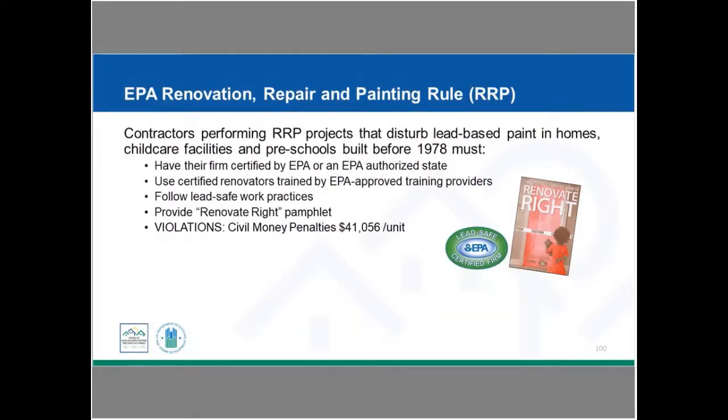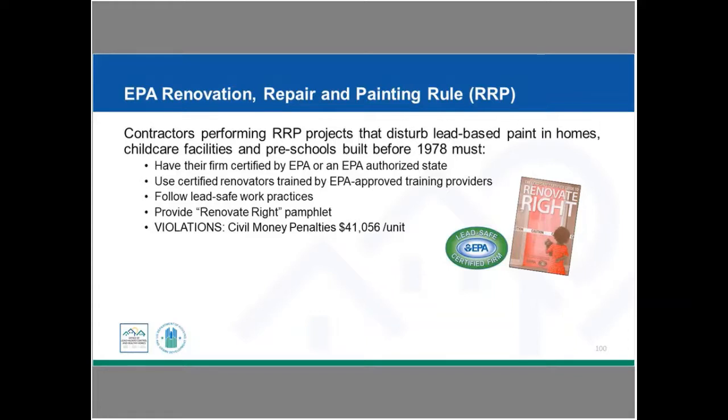So we're going to talk a little bit about the EPA rule. We keep mentioning it, but we haven't really specifically talked about it. This is their Renovation, Repair, and Painting rule. We oftentimes reference it as the RRP rule. The EPA rule is really put in place focusing on making sure that as work is being done, it's being done in a safe manner so we're not creating lead hazards with the work that's being done.